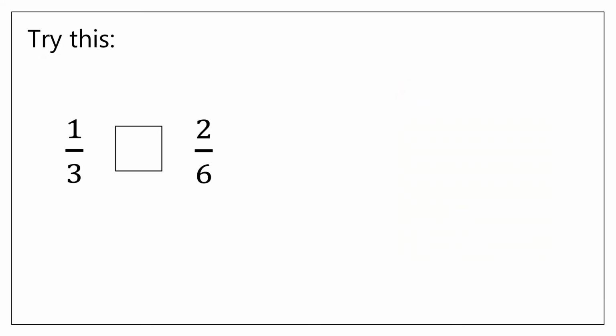Compare 1/3 to 2/6. So again, in comparing fractions with different numerators and denominators, we can cross-multiply. So 1 times 6 is equal to 6. 3 times 2 is equal to 6. So that means 1/3 is equal to 2/6.